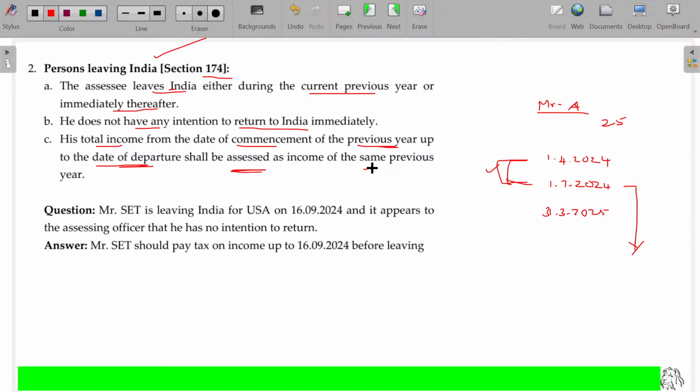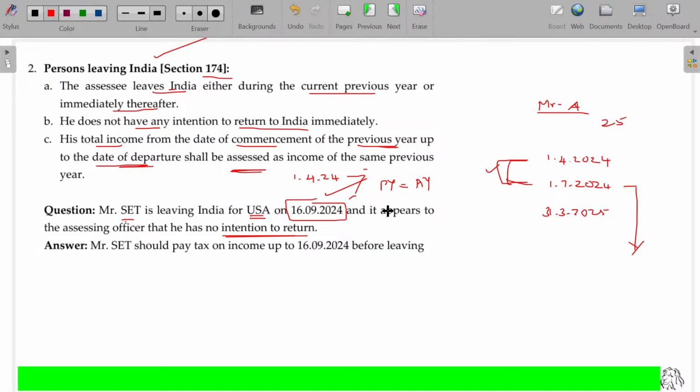Is that clear? For example, Mr. Seth is leaving India for USA on 16/9/2024, and it appears to the assessing officer that he has no intention to return. Then the previous year, from the beginning date 1/4/2024 to this date, will be assessed in the same previous year, and he is asked to pay the tax before he leaves India. Is that clear? So one is the non-resident shipping owner. Next is the Indian person leaving India permanently. Clear?